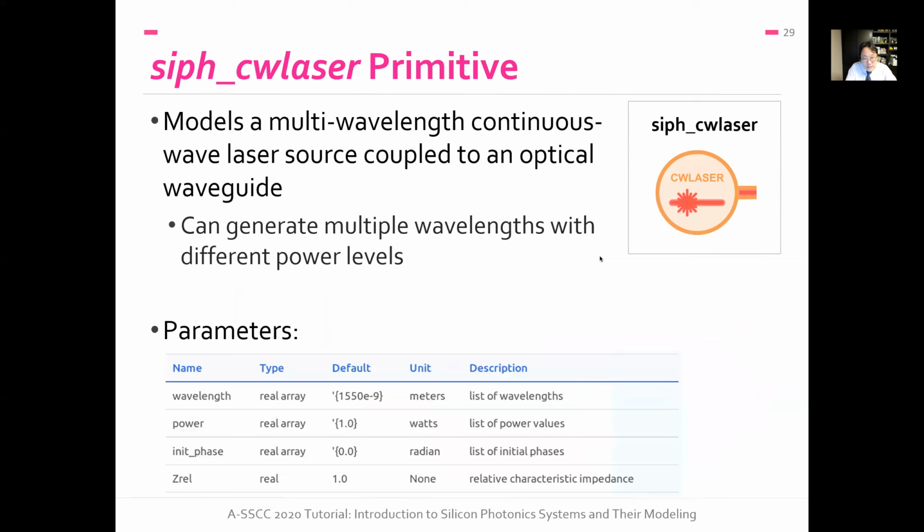If you want to model this continuous time laser source in XMODEL, you can use this CW laser primitive, and it has a set of parameters to model different kinds of laser sources. For example, you can describe a set of wavelengths it is generating, the power being generated for each wavelength, and if you care, you can also specify the initial phase for these optical signals.